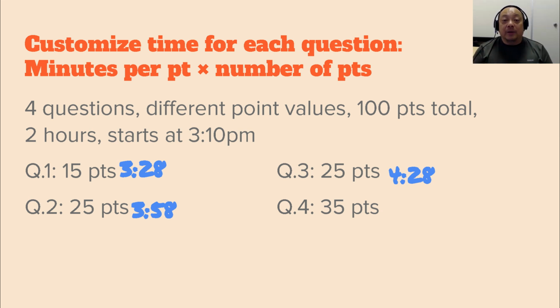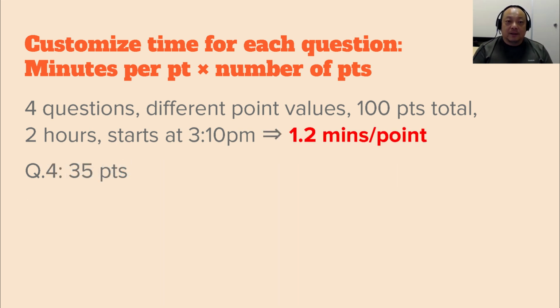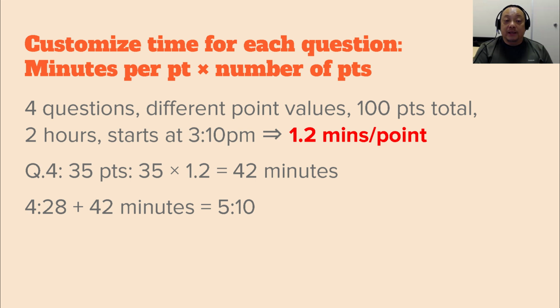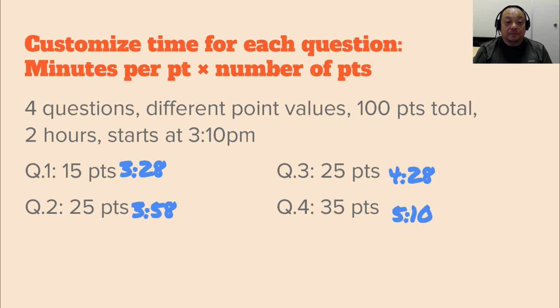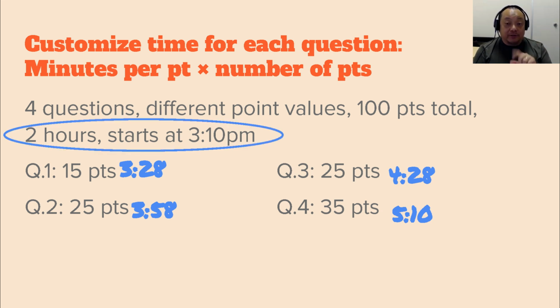3:58 plus 30 minutes gets me to 4:28. Write that down. Finally, question 4 at 35 points times 1.2 minutes equals 42 minutes. 4:28 p.m. plus 42 minutes gets me to 5:10 p.m. Write that down. By the way, I could also have gotten the 5:10 p.m. at the end by taking the start time of 3:10 and add 2 hours. Either way, this is my pacing guide. When the questions are high values, you want to do it this way. Custom time limit for every question.